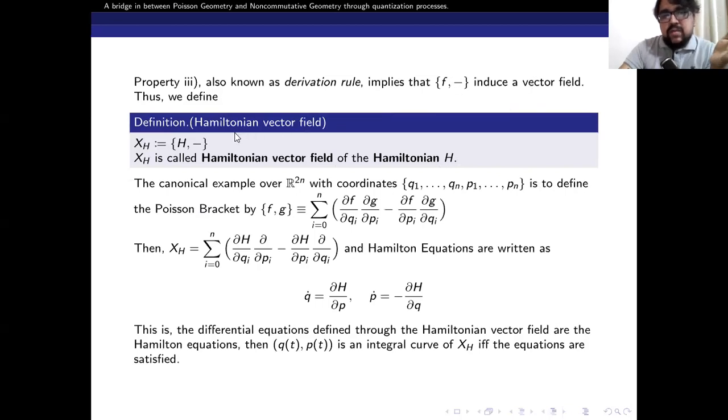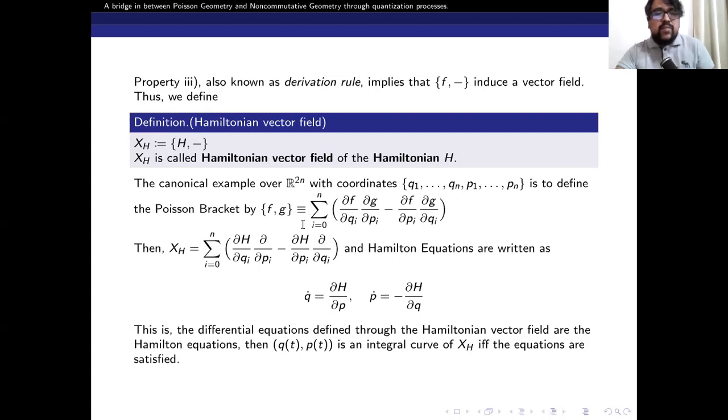So we can define a Hamiltonian vector field with the bracket. This vector field is called the Hamiltonian vector field of the Hamiltonian H. The canonical example you can find in the literature of quantum geometry and classical mechanics as well is over R2n, with these coordinates Q1 to Qn, P1 to Pn.